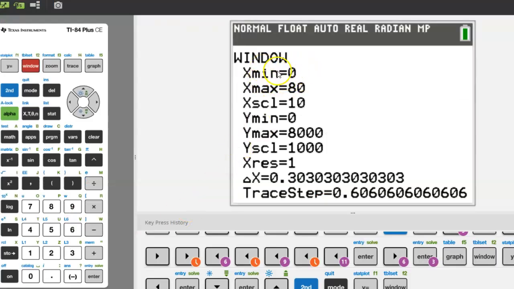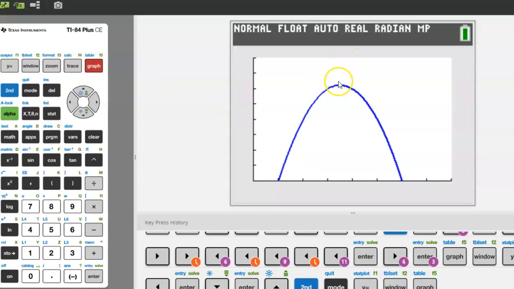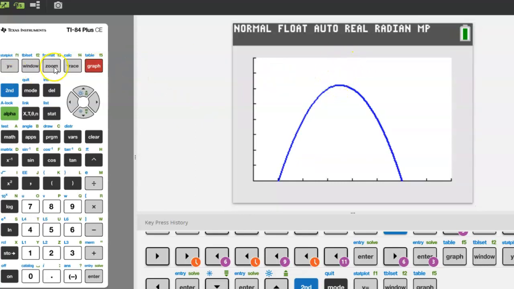So I'm going to have my x minimum be 0. My x-axis is going to go up to 80, and we're going to have a scale of counting by tens on the x-axis. On the y-axis, we can go from 0 as our lowest value. Our y maximum value will go up to 8,000, and the y scale, like we pointed out, is counting by 1,000s. Everything else you can leave the same. Now if you go to graph, we get the graph on our calculator. Now we want to figure out this maximum value, so do not hit the trace button.